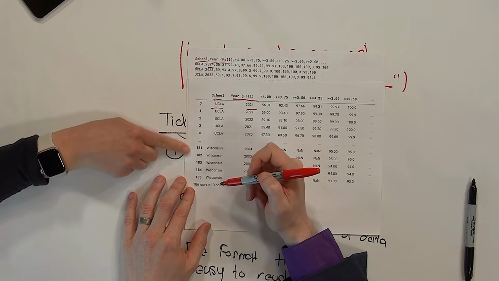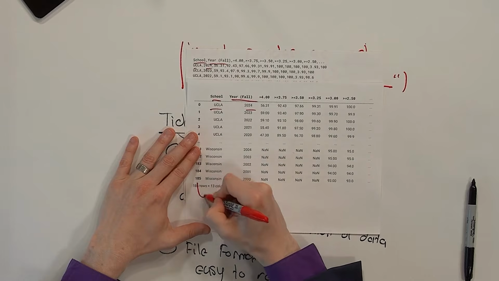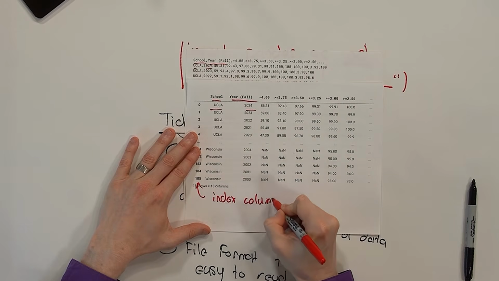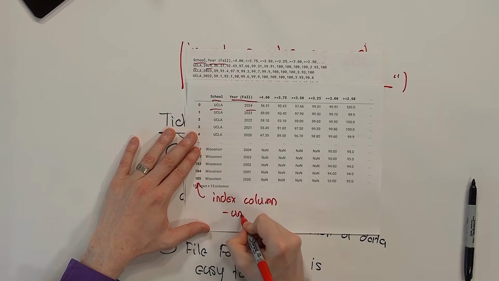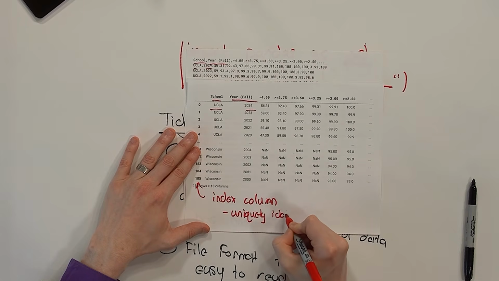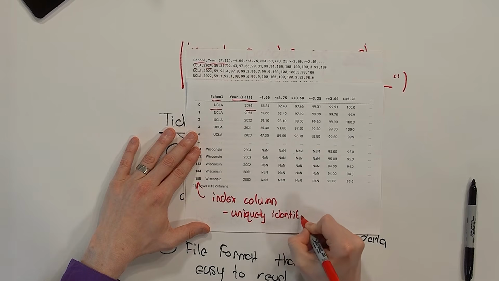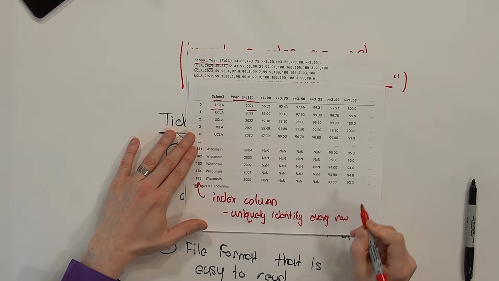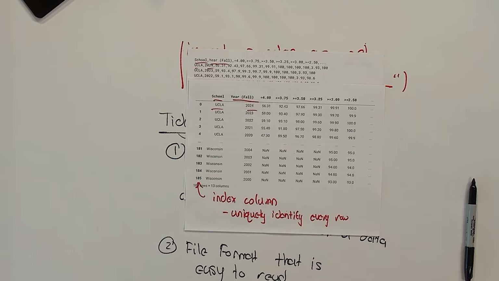Oh yeah, this column just kind of appeared. Yeah, and this is called the index column. And the index column is going to uniquely identify every row. So we want a unique identifier to refer to this as row 0, this is row 1, row 2, row 3, row 4. And by default, the rows are going to start with 0 and count up by 1.